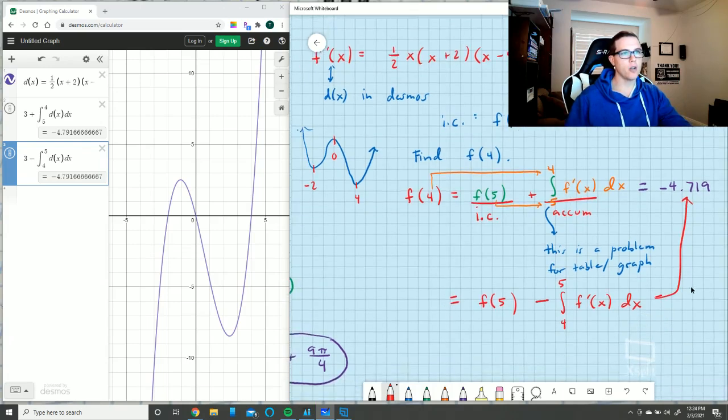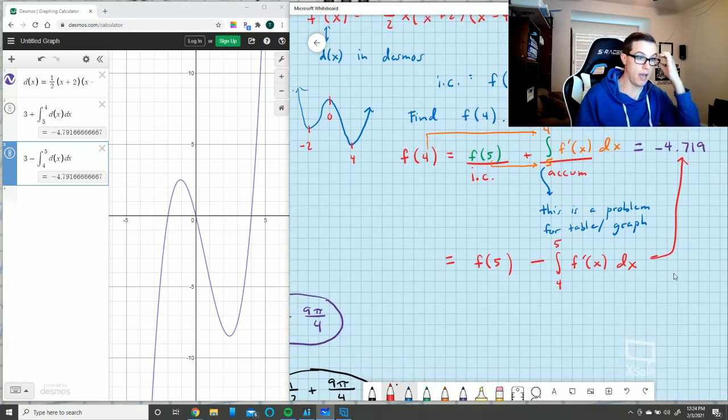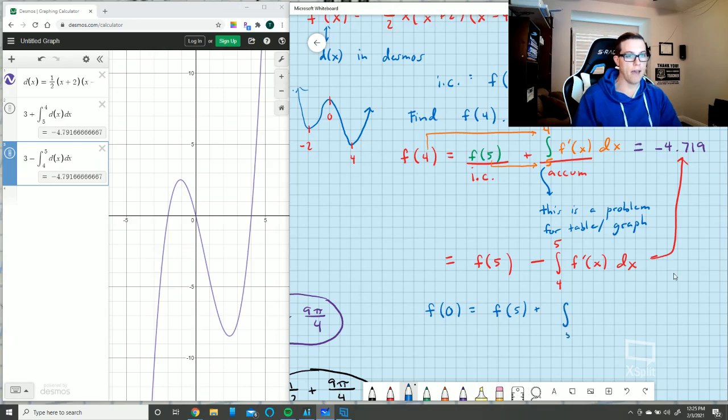So let's continue on. This time we'll do it all in one move. That's the cool thing about using antiderivatives and actually having an equation. If I wanted you to find, let's say, f of 0, use your initial condition, f of 5, plus accumulation from 5 to 0 of the derivative dx. Now that's fine, Desmos likes that.